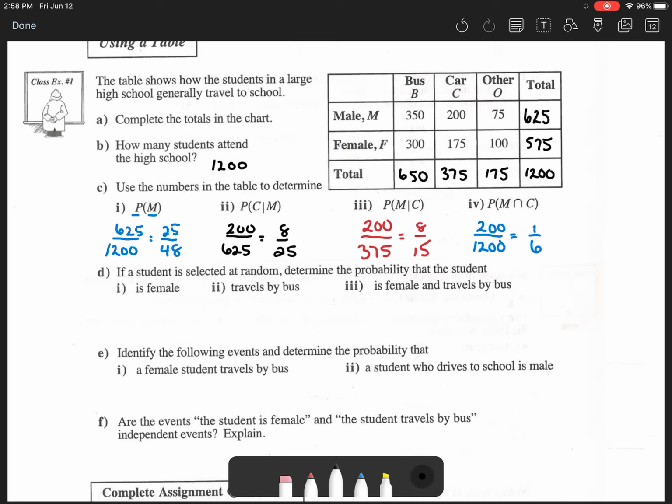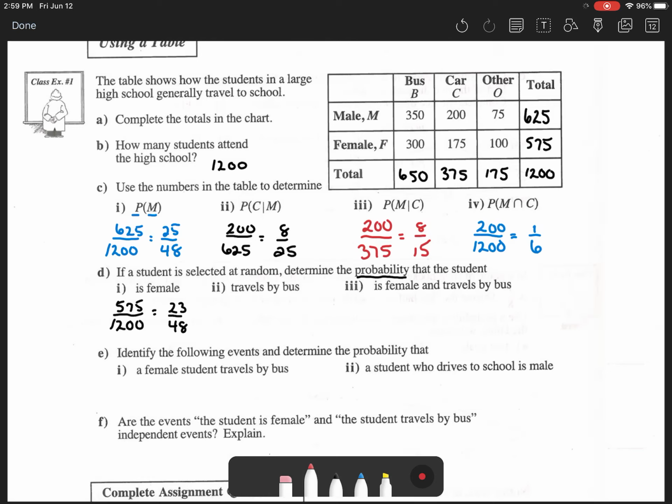Now, moving on to D, it says if a student is selected at random, determine the probability that a student is female. So this is the probability of female. Again, you go across in the female row and you see the total number of females is 575, and that's out of a total of 1,200 students. So 575 over 1,200, I reduce that to 23 over 48.